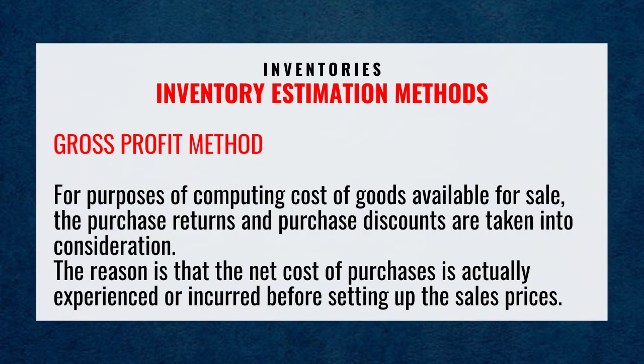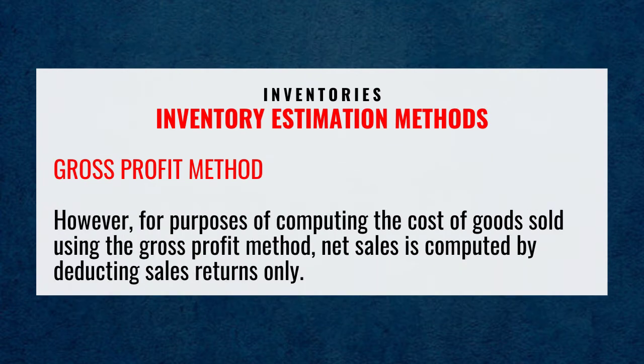For purposes of computing cost of goods available for sale, purchase returns and purchase discounts are taken into consideration. The reason is that the net cost of purchases is actually experienced or incurred before setting up the sales price. However, for purposes of computing the cost of goods sold using the gross profit method, net sales is computed by deducting sales returns only.